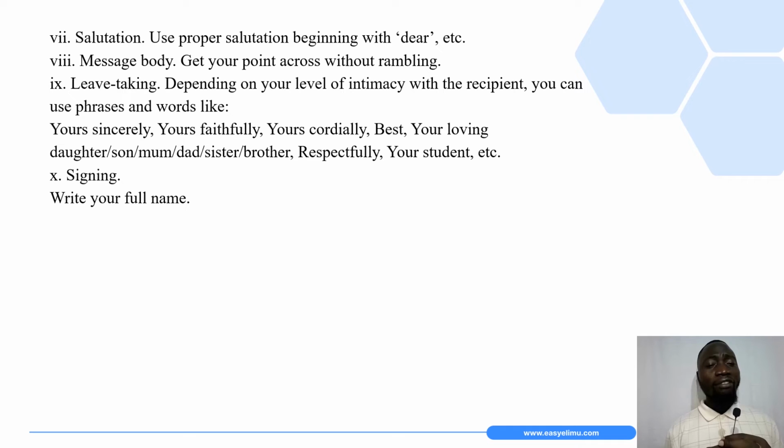So after the attachments, we proceed to the greeting, that is salutation. So we are told that use proper salutation beginning with dear, then you proceed and write the name of the addressee. Then after salutation, there is now the message body. So when writing the message body, ensure that you get your point across without rambling. So it requires accuracy.